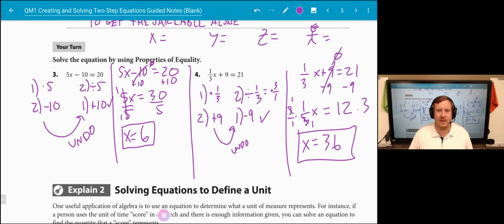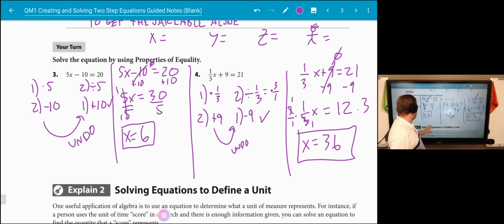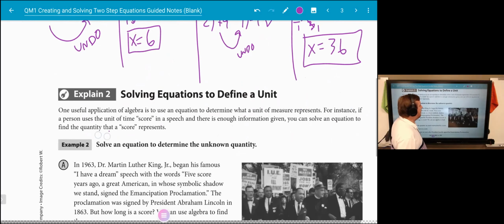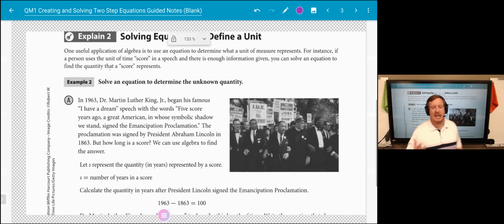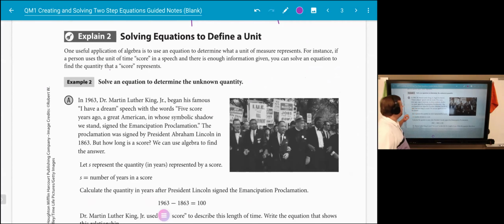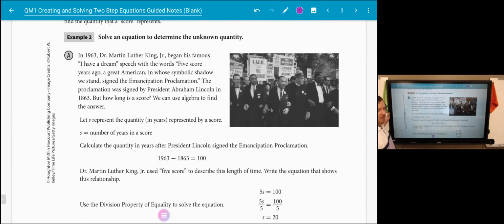Hopefully that's going well. Now we're doing kind of the 3-level stuff. We're doing the word problems. I know it says solving equations to define a unit. But what I want out of this is for you to be able to take a word problem and first create the 2-step problem and then solve the 2-step problem. Solve an equation to determine the unknown quantity.